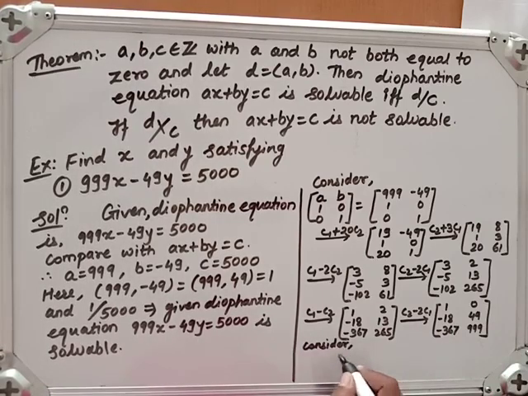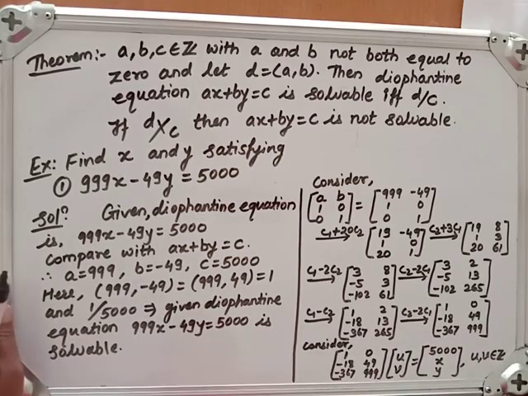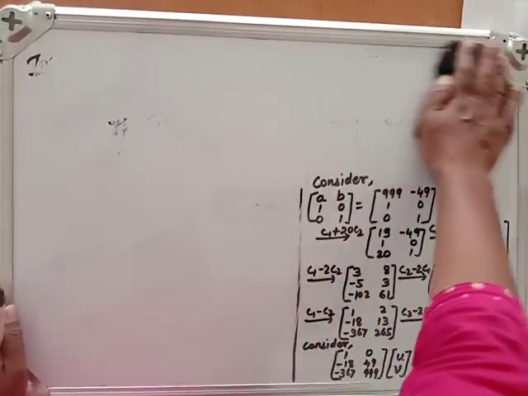After finding this, we have to consider a system. Consider the system, this matrix 1, 0, minus 18, 49, minus 367 and 999 into U, V equal to 5000, x and y, where U, V are in the set of integers. Okay, so now our aim is to solve this system. So here how can we do it?